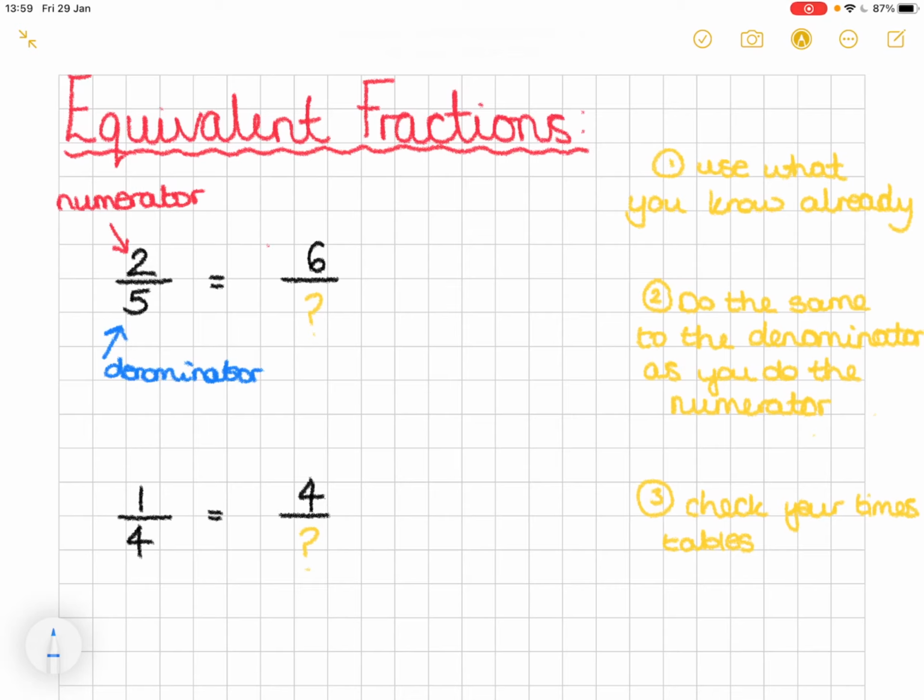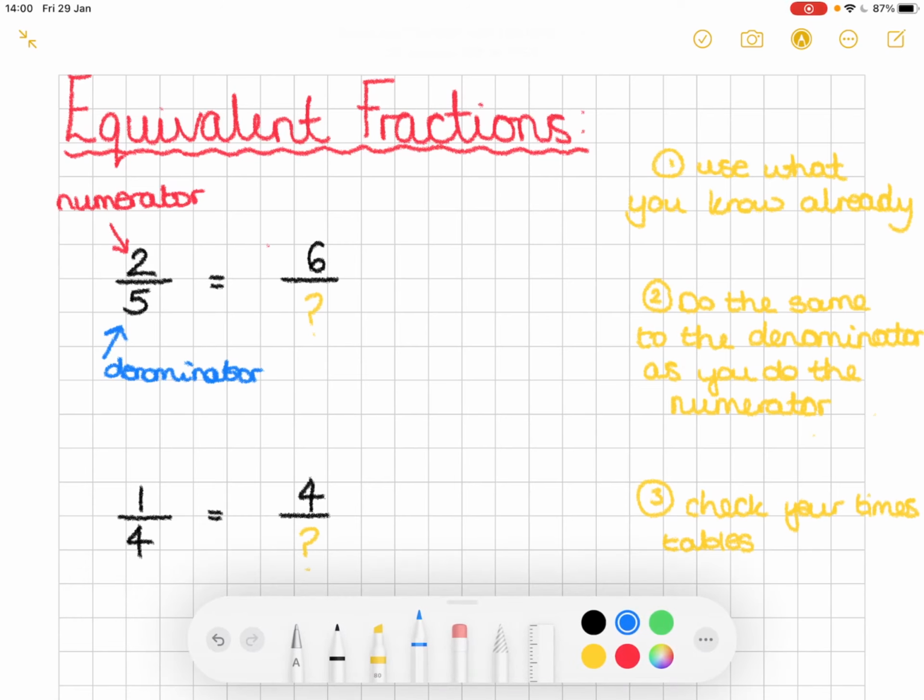So we know these fractions are equivalent. We know that because they have the equal sign, and we're not being asked a question saying are they. We know they are already. We are finding that missing value. So 2/5 is equivalent to, is the same as 6 over something. We need to work out what that something is.